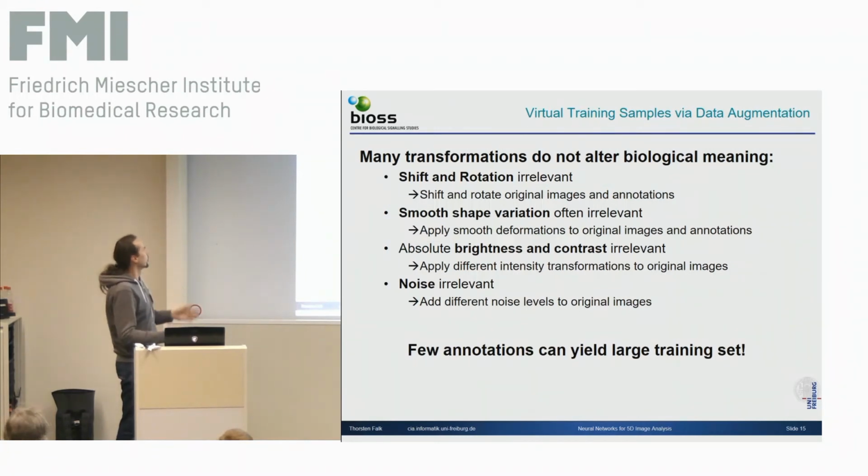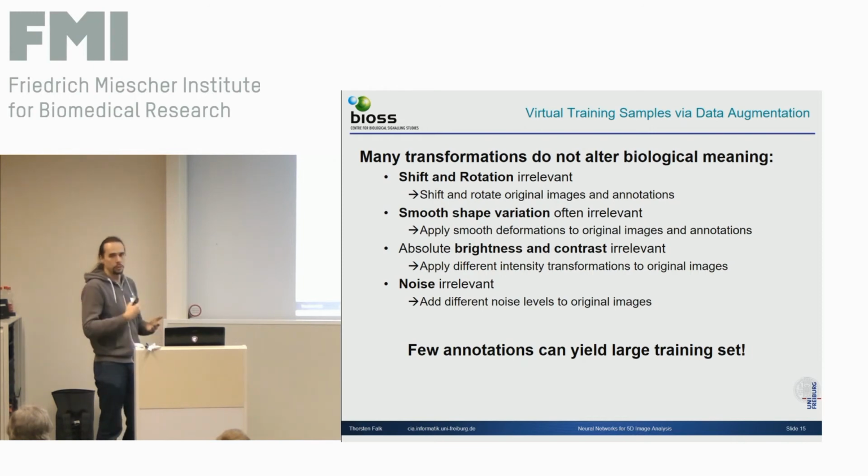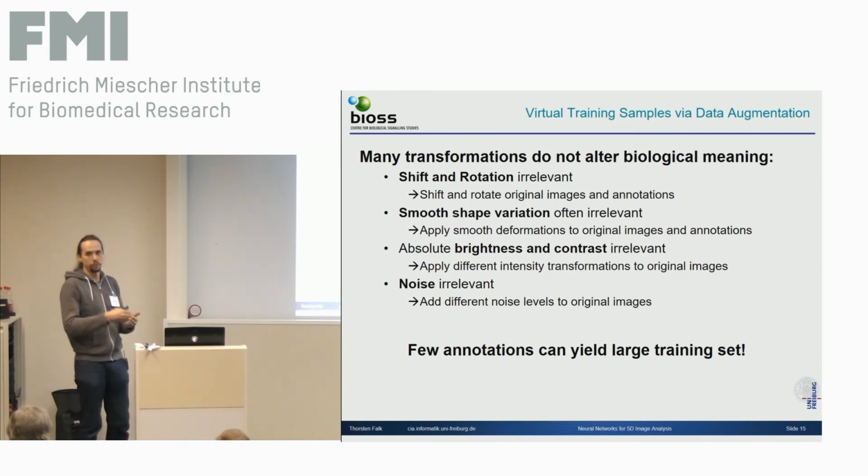So what do we do? Of course, if we know this, then we know shift and rotation is irrelevant, so we just shift our samples randomly. Then smooth shape variation is often irrelevant, therefore we can deform our images up to a degree, as long as they still obey the model we want to see. Then absolute brightness and contrast and noise are irrelevant, so we add noise and change brightness and contrast and get millions of images from only 10 annotations, which we can use for training. Actually, arbitrarily many, because if we do this randomly, the network will never see the same image again.